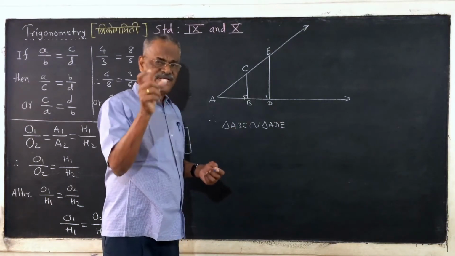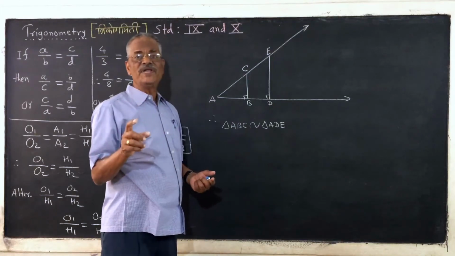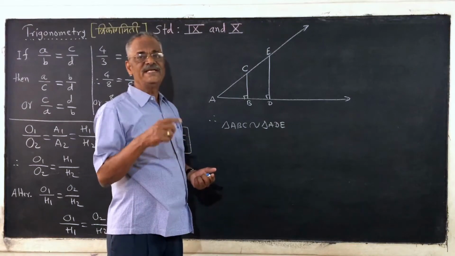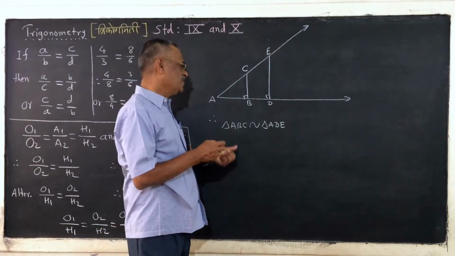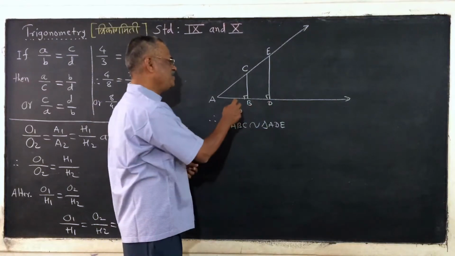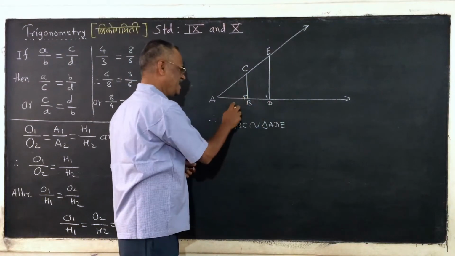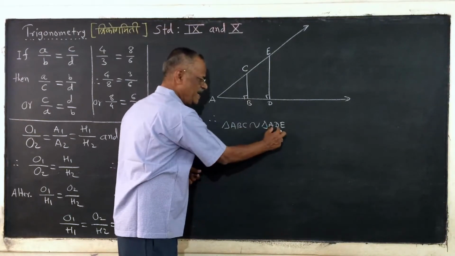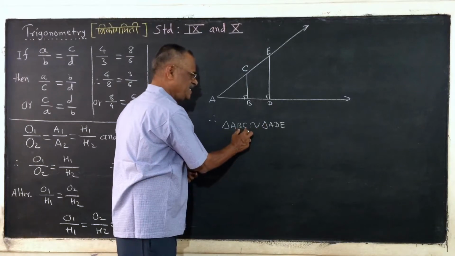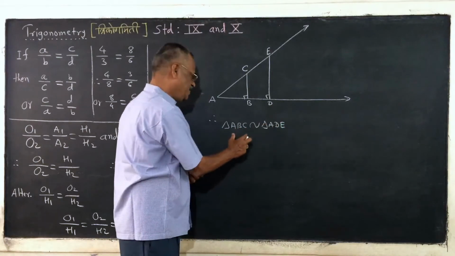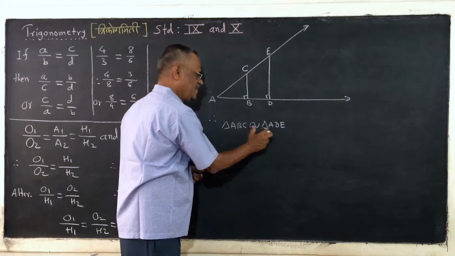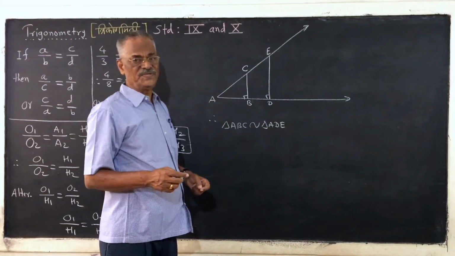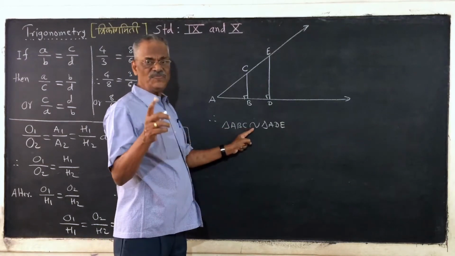But you know that by the definition of similarity, corresponding sides are in proportion. So what is that? Corresponding sides are in proportion. You can see that AB upon AD is equal to BC upon DE is equal to AC upon AE. Corresponding sides are in proportion. That is the definition of similarity.